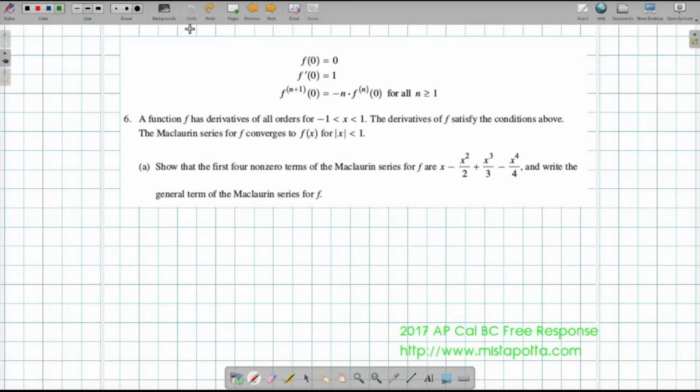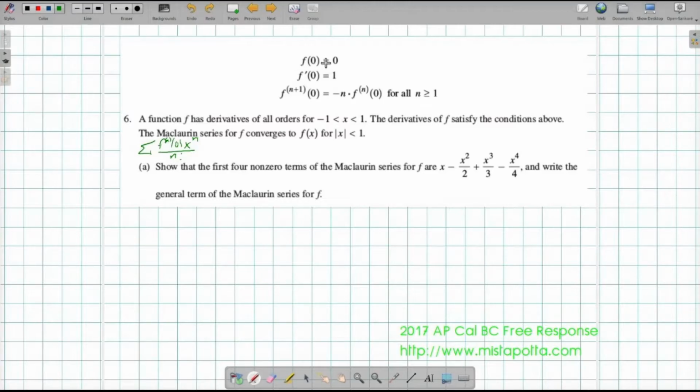And this brings us to problem 6. Problem 6 says a function f has derivatives of all orders of magnitude for -1 less than x less than 1. The derivatives of f satisfy the conditions above. The Maclaurin series for f converges to f of x for all absolute value of x less than 1. It says show that the first 4 non-zero terms of the Maclaurin series are given by this, and write the general term. So remember, the Maclaurin series is the sum of the nth derivatives at 0 times x to the n over n factorial. So I need to find these derivatives, and luckily they've given us a start.